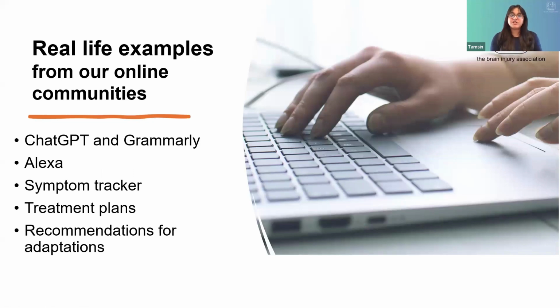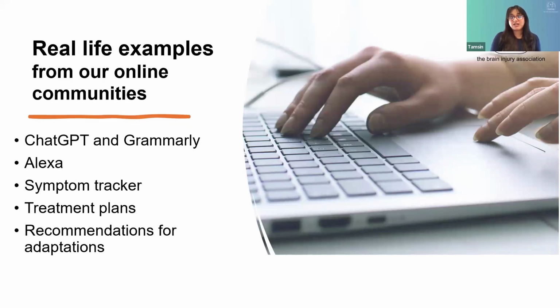So we also wanted to ask our online communities what kind of examples of AI they have already been using, or what they can foresee themselves using in the future. These are some examples from our online communities. ChatGPT is the big one. We've already heard about that a little bit, but it's obviously a very powerful tool. And it has been suggested that it could be used for things like treatment plans or recommendations for adaptations.